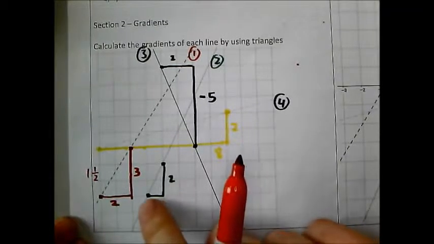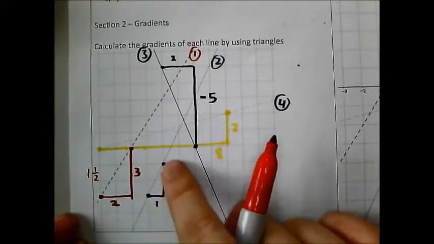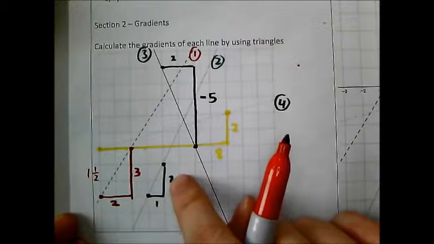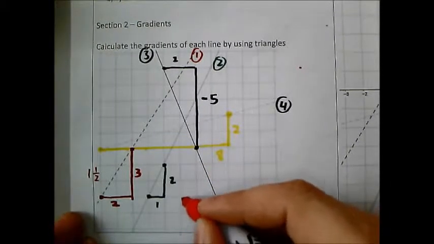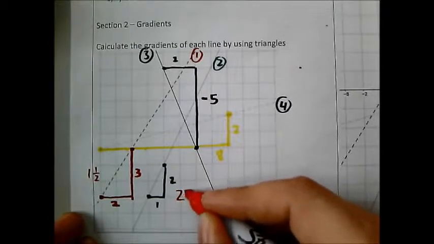Okay, for this one, it goes across 1 and up 2. So you do the change in y, 2, divided by the change in x, 1. 2 divided by 1. The gradient there is 2.